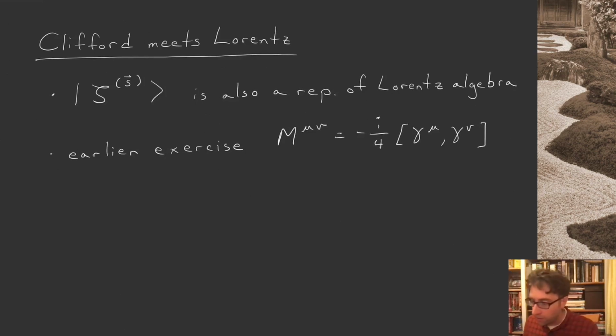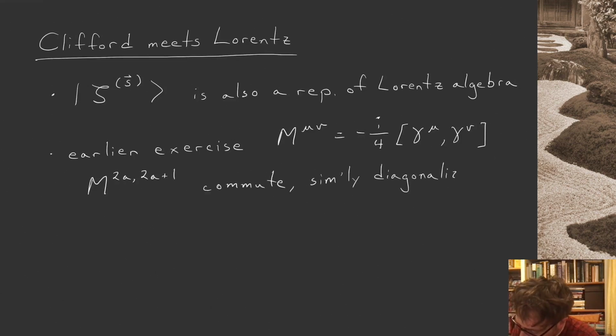So we have these generators, and then to describe the representation, it's often useful to have a set of eigenvalues of some of these generators, a maximal set of commuting generators, eigenvalues of those generators to describe the representation. This is just like we do with the rotation algebra back in quantum mechanics, where we have the rotational group and we describe the representation in terms of the Jz angular momentum quantum number. So here, let's look at the M 2a, 2a plus 1 generators. I claim that these all commute, and because they all commute, they can be simultaneously diagonalized. And each one of them is like the Jz from quantum mechanics.